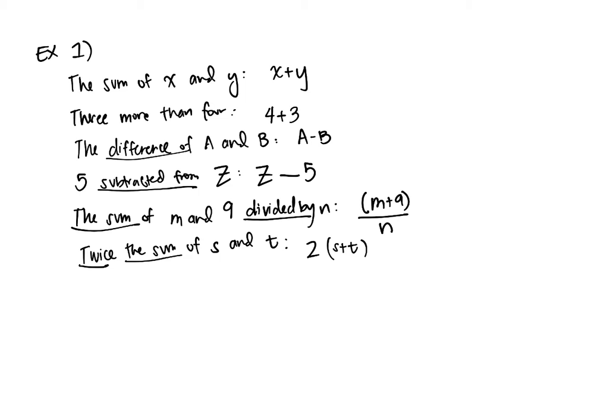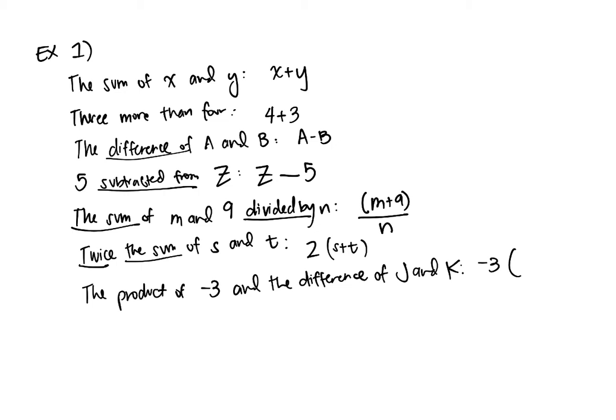The product of -3 and the difference of j and k. So -3 is going to be multiplied, because it's product. -3 is going to be multiplied to the difference between j and k. So the difference I'm going to find first, that's j minus k within parentheses, which I would then multiply to -3.